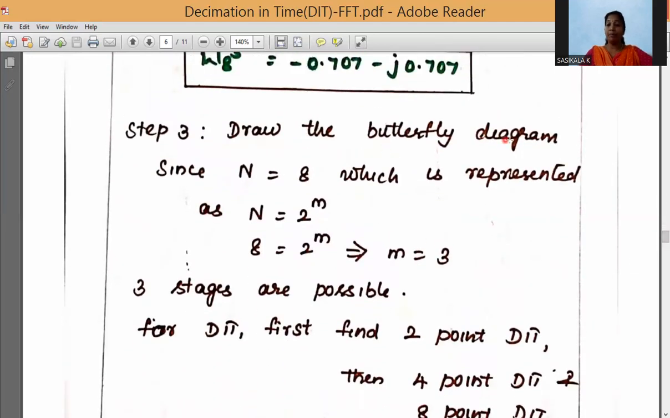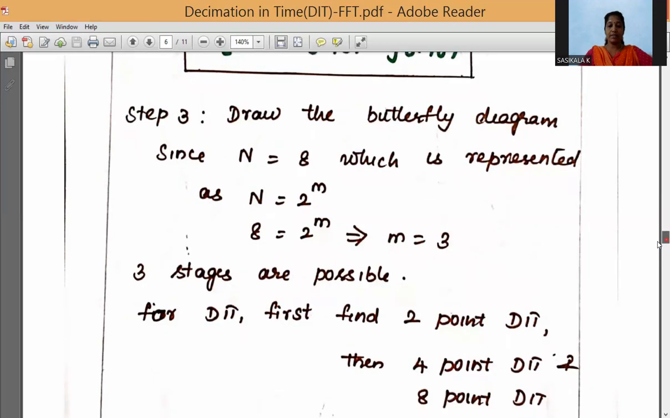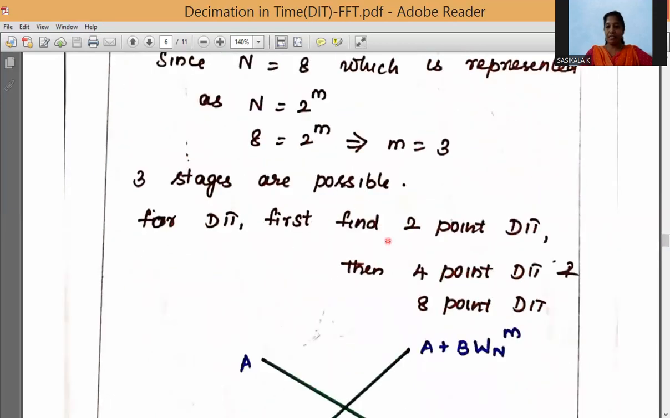And next is step 3. Here we need to draw the butterfly diagram. So since N is equal to 8, which is represented as capital N is equal to 2 power m, N is equal to 8, which is equal to 2 power m, where m is equal to 3. That is, we are having 3 stages. So in the DIT, the first stage is 2 point DIT, the second stage is 4 point. That is 2 power 1 is 2 point, 2 power 2 is 4 point, and 2 power 3 is 8 point. So first we need to find 2 point, the next is 4 point and 8 point.